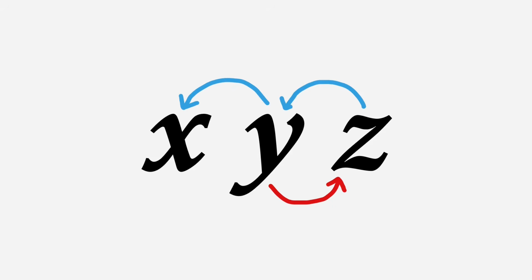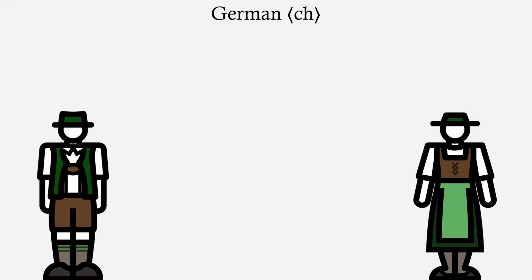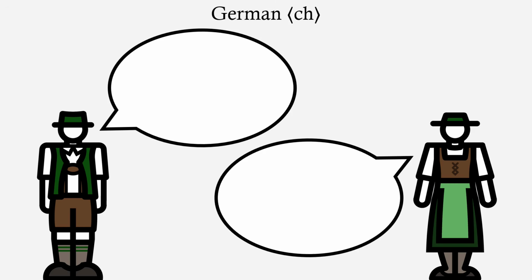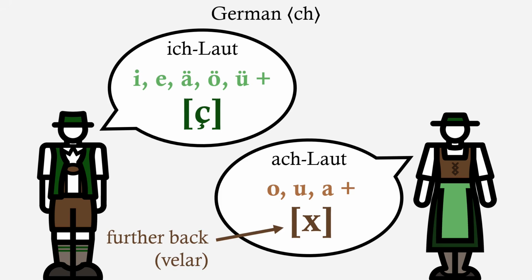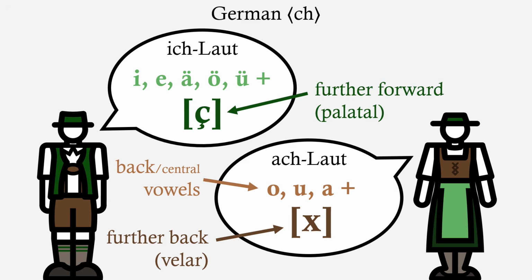Sounds change the sounds around them in words. The German ch, for instance, has two pronunciations, known as Ich-Laut and Ach-Laut, with a palatal fricative triggering after front vowels and a velar fricative triggering after back vowels, or a. It gets a little more complicated than that, but generally we have here a sound that is further back in the mouth being said after a sound that is also further back in the mouth, or a sound that's further forward after another sound that's further forward.